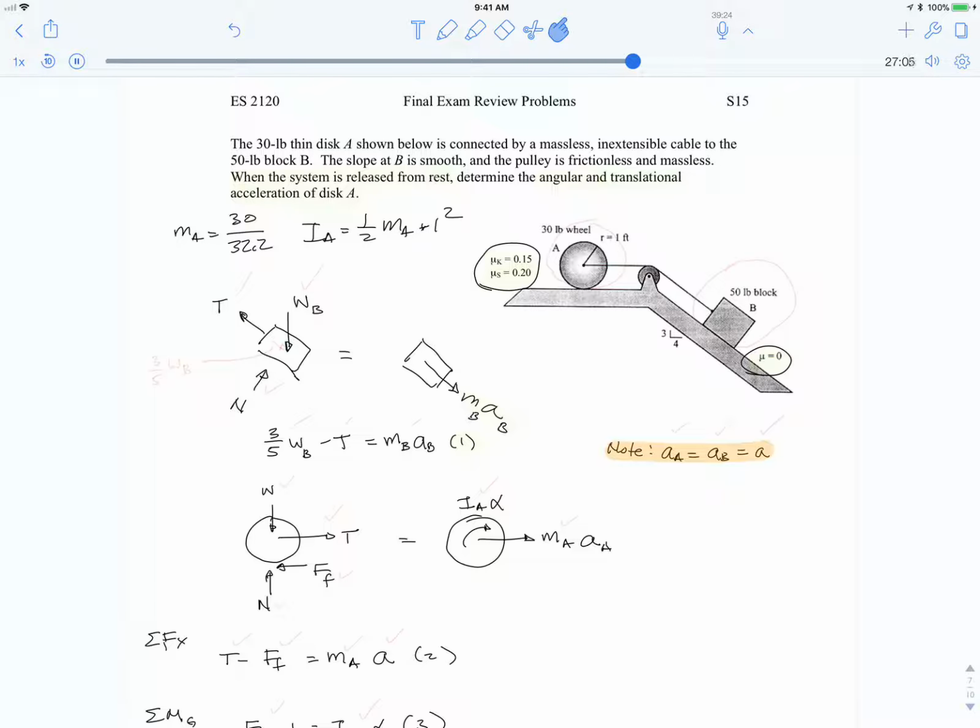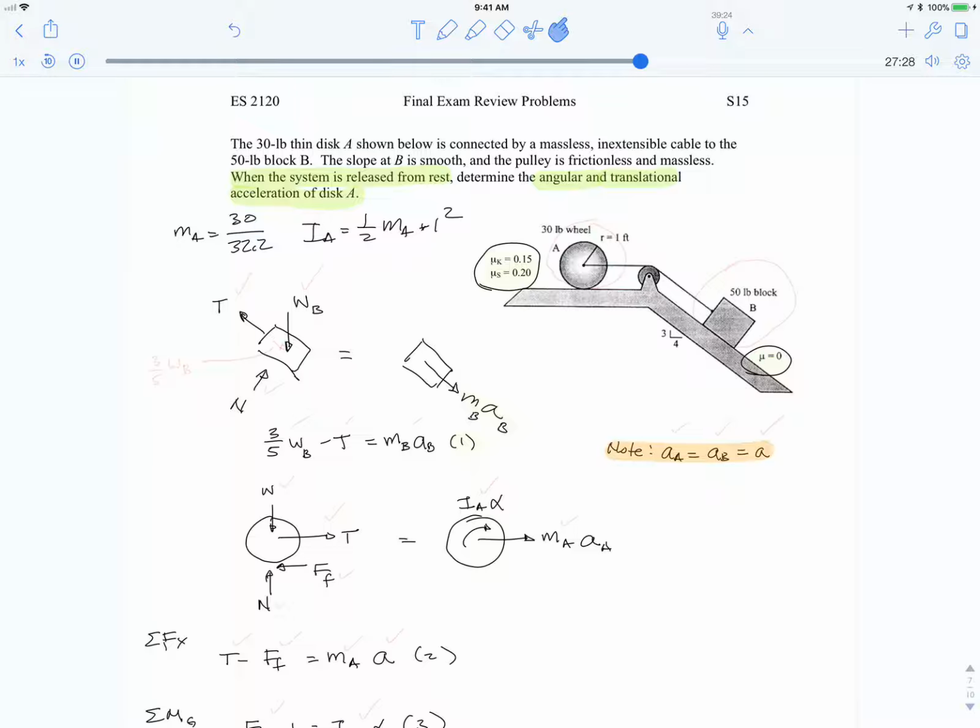So when you read this problem statement, it says when the system is released from rest, determine the angular and translational acceleration of disk A. That phrase, when it's released from rest, means right after it's released from rest. So no time has elapsed, no distance has been traveled.